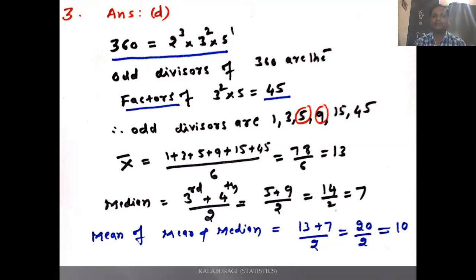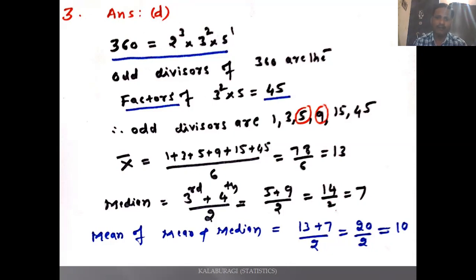Now find the mean first. Mean is denoted by x bar. We add all the given data: 1 plus 3 plus 5 plus 9 plus 15 plus 45, divided by 6, as there are 6 factors. If we add the numerator, we get 78 divided by 6. If we divide, we get 13.